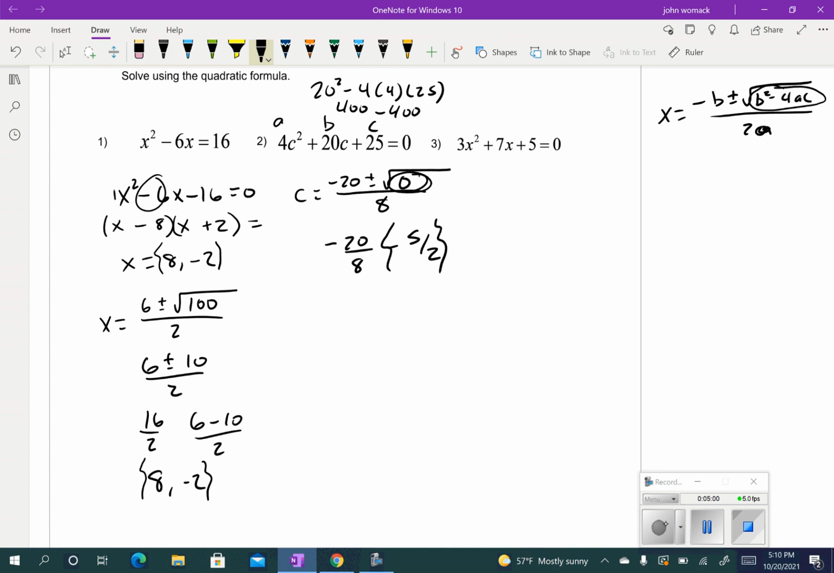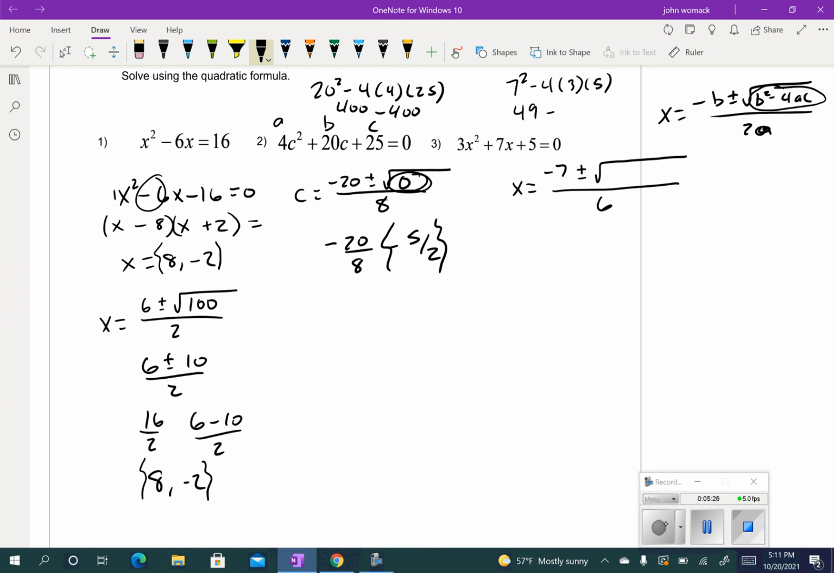Okay, let's do this last problem. And this is the one that is going to be a little bit different from what we've done before. So again, quadratic formula, I'm going to go x equals negative b, negative 7, plus or minus square root of, and we'll do that part off to the side, 2 times a, 2 times 3 is 6. Let's find our discriminant, 7 squared minus 4 times 3 times 5. So that would be 49.